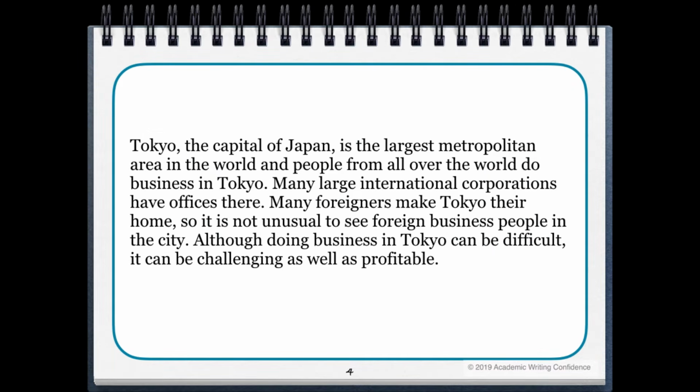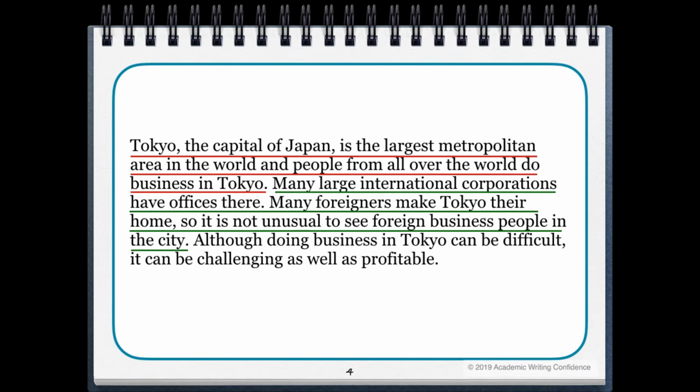Here's an example of an introduction paragraph. Now, the first sentence gives the general topic about Tokyo. So we can know that this essay will be something about the city of Tokyo. The following sentences give some more details about the city. And then the last sentence, the thesis statement, states clearly what the essay will be about. The essay will be about how doing business in Tokyo can be difficult, but challenging and profitable.